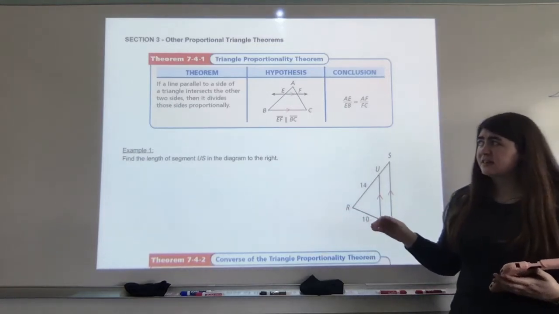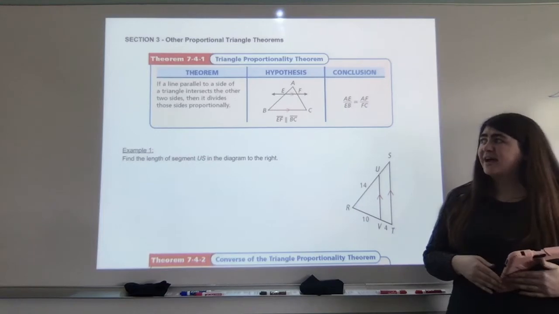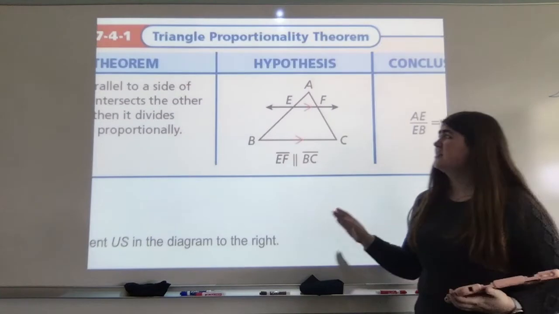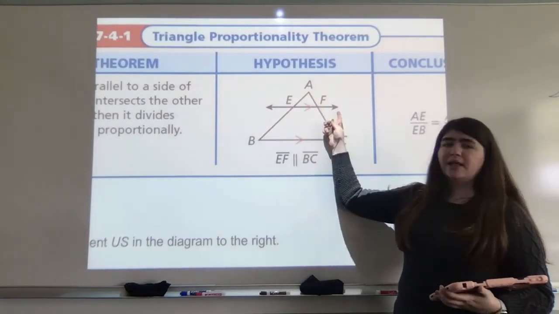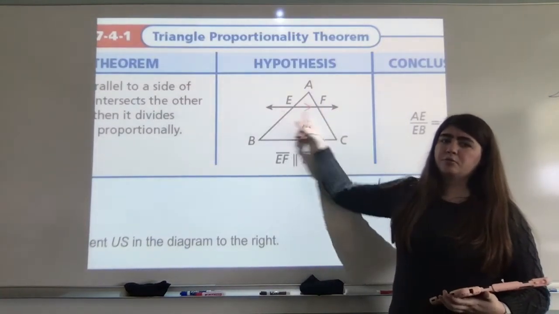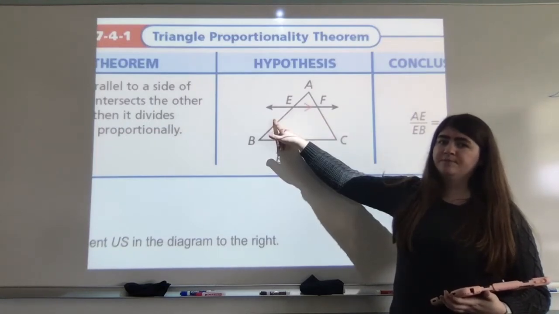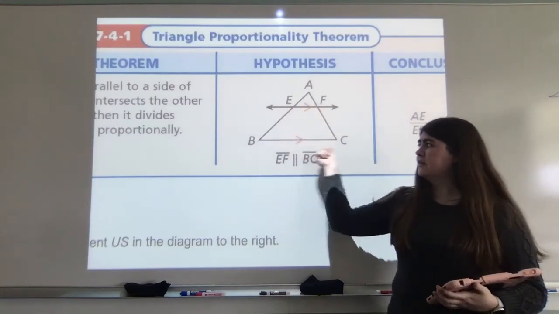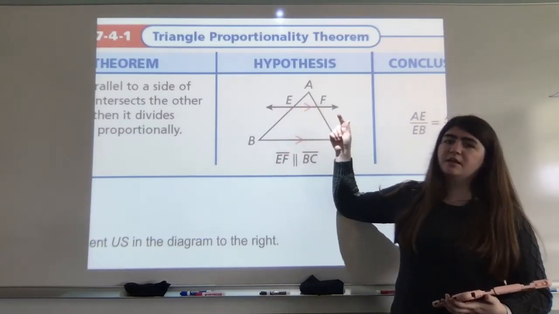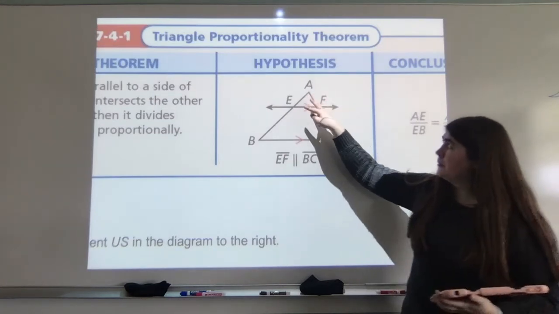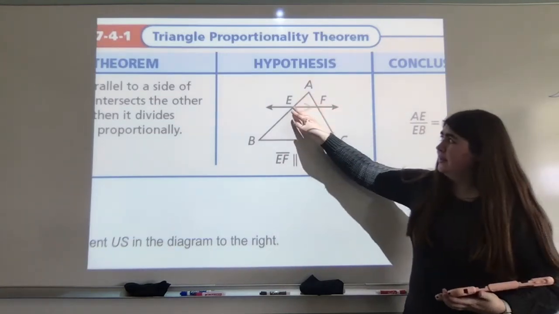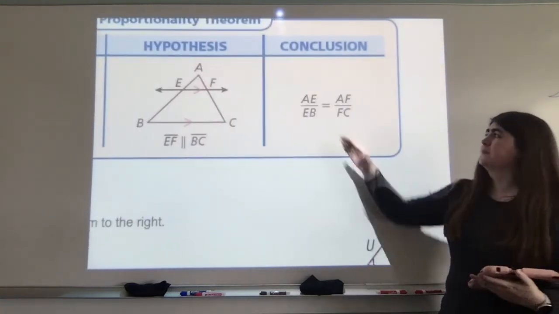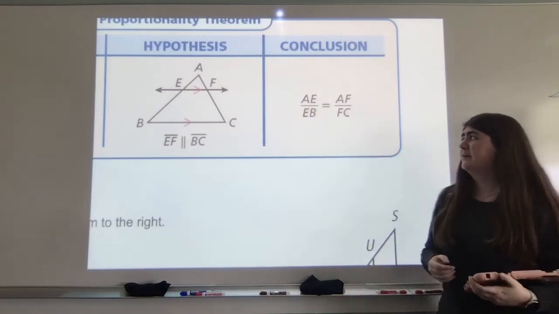So we have the triangle proportionality theorem, which says that if a line parallel to a side of a triangle intersects the other two sides, then it divides those sides proportionally. So if we look at this picture here, if you have some triangle, you have a line that divides through two sides of the triangle, and this line is parallel to the base of the triangle, then we have a proportion between AE to EB and AF to FC, which is represented right here. AE over EB is equal to AF over FC.